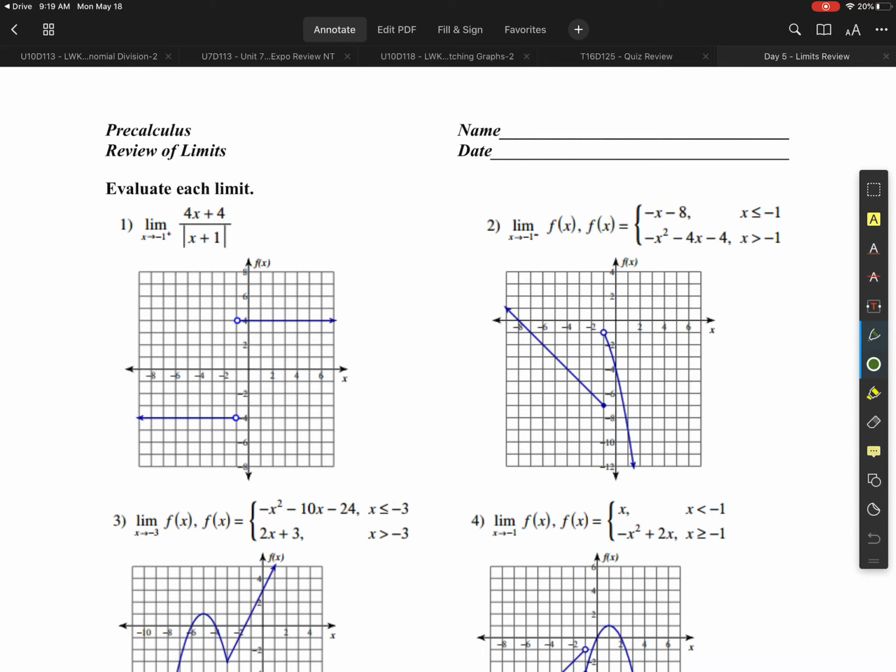Alright, limits review. Let's get going. I'm just going to do the odd problems today. Alright, problem 1. The key thing here.